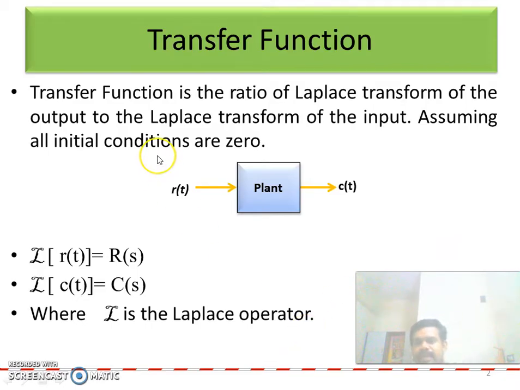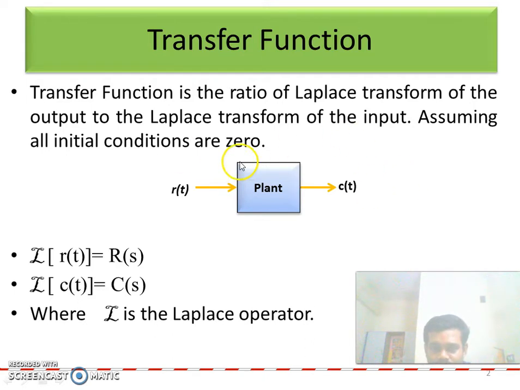Transfer function is the ratio of the Laplace transform of the output to the Laplace transform of the input, assuming all initial conditions are 0. Transfer function is nothing but the Laplace transform of output to the Laplace transform of input, assuming all initial conditions are 0.